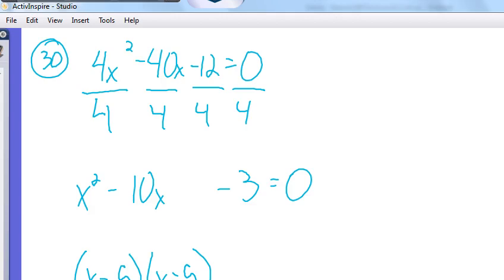Where does 16 come from? 16 from both sides. Right, so the number we need right here is when we multiply negative 5 by negative 5. So x minus 5 times x minus 5, that's half of negative 10. You have to add 25 to both sides.